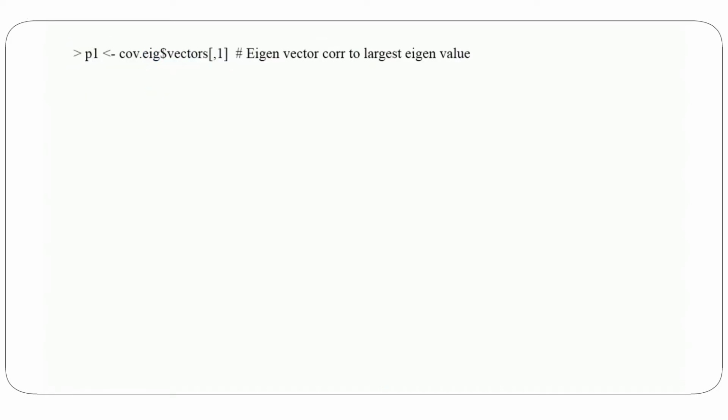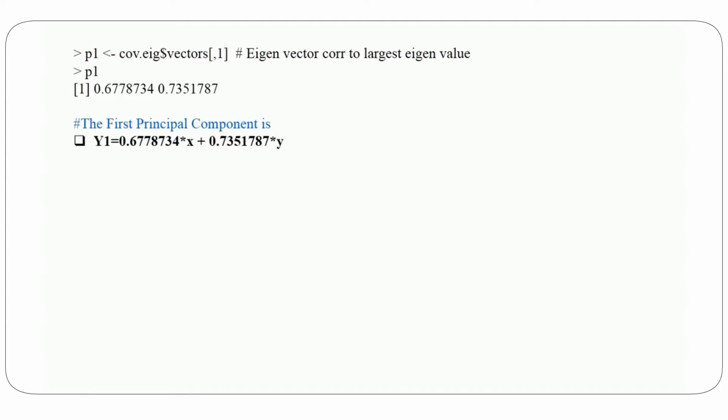So, here we find the eigenvector corresponding to the largest eigenvalue. We can extract it from the R object cov.eig followed by $vectors, and the comma 1 gives the first eigenvector. So, here we have the first eigenvector. The first principal component is then given by the linear combination of the original variables, and the coefficients are given by the components of the eigenvector P1.